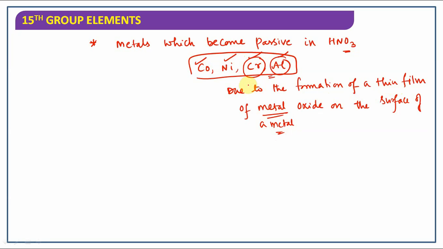Even iron, however, becomes passive in highly concentrated HNO3. Sometimes iron becomes passive in highly concentrated HNO3, meaning 80% concentrated HNO3, but it can react with dilute HNO3. Only very dilute HNO3 can react with iron, but 80% concentrated HNO3 renders it passive. Understood the point?